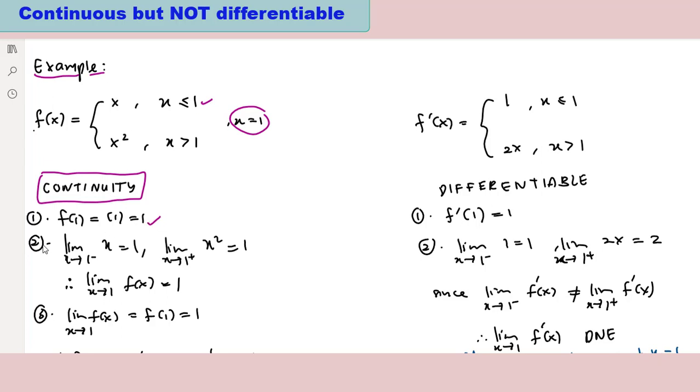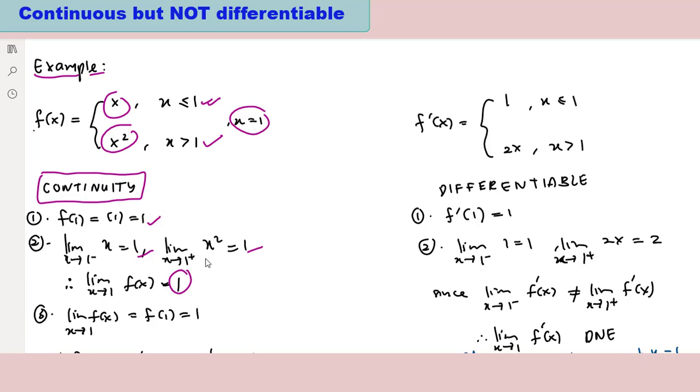The second step is the limit. As x approaches 1 from the left, we get this function and substitute, getting 1. And the limit as x approaches 1 from the right, we choose this function, substitute 1, and it is equal to 1. Therefore, the limit of f(x) as x approaches 1 is equal to 1.